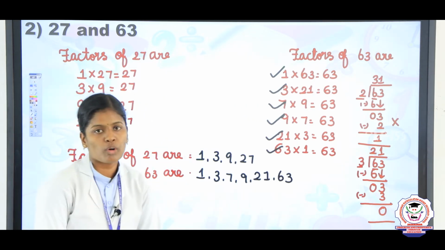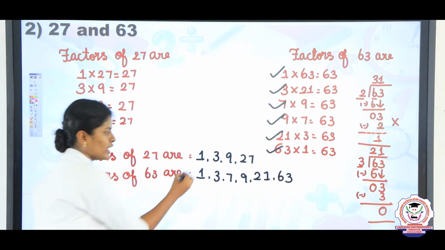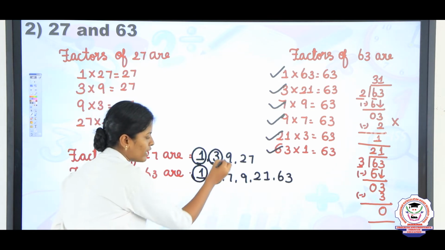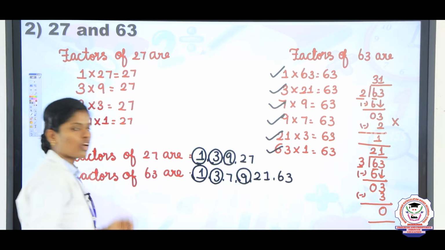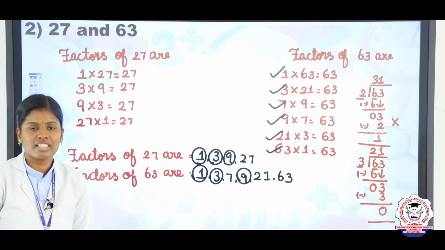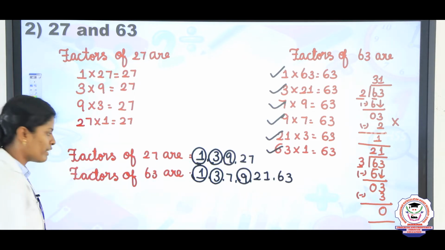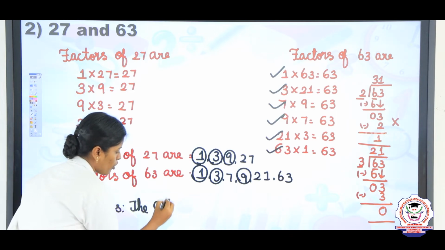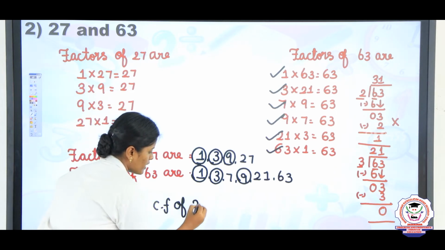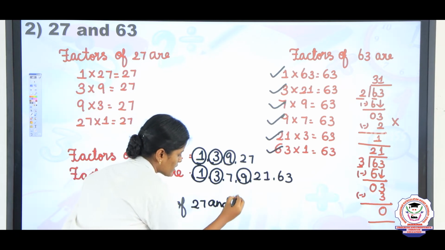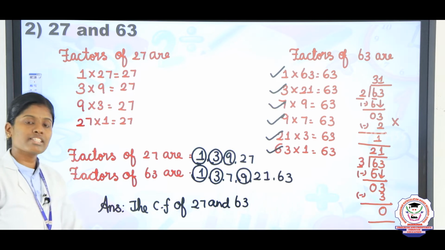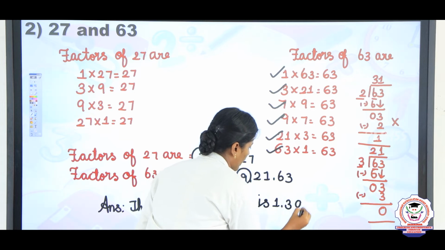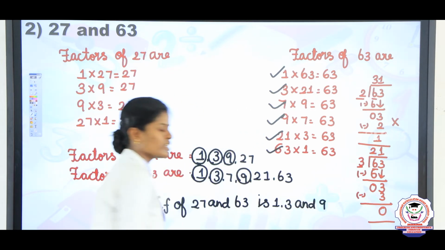Now we are going to find the common factors. So find the common factors. Here we have 1 is there, here 1 is there, then 3 is there, 3 is there, 9 is there, 9 is there. So the common factors of 27 and 63 are 1, 3, 9. So final answer: the common factors of 27 and 63 are 1, 3 and then 9. Next we will see one more example.